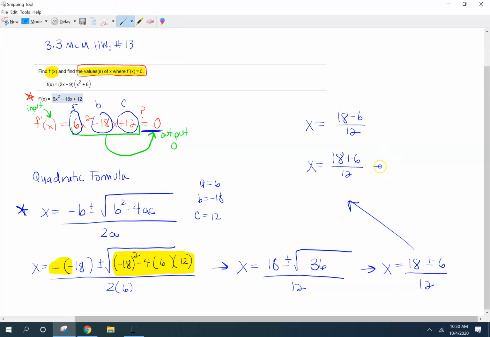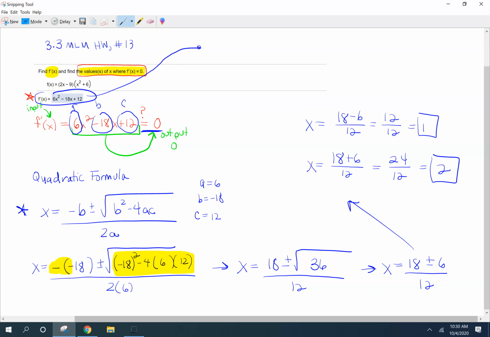Okay, so when I add those values together in the numerator, that's going to be 24. So when I divide by 12, that's going to be a positive 2. So one of the x inputs that would create a derivative of 0 would be 2. And the other time, I would subtract the values in the numerator, that's 12. So 12 divided by 12 is going to be a 1. And let's just double check those values real quick.